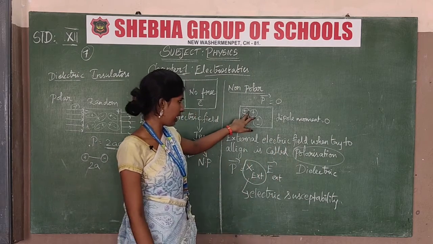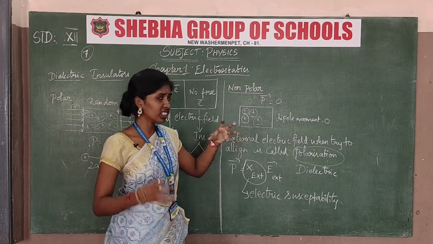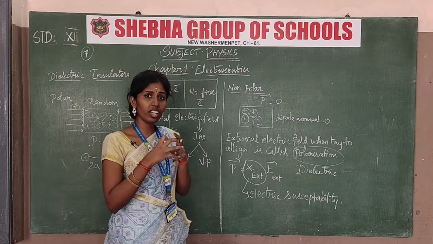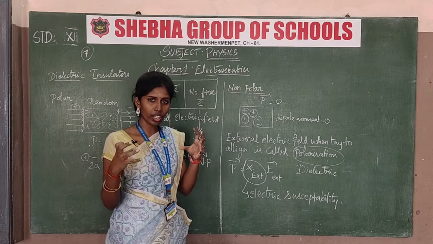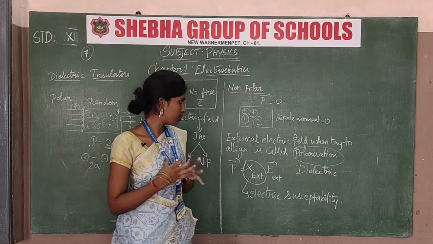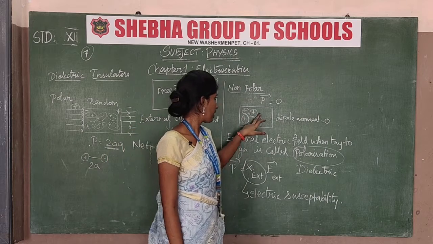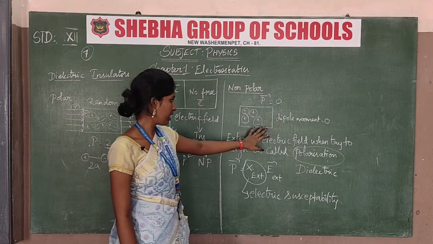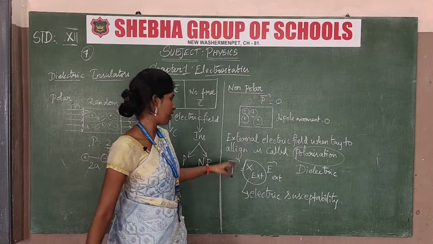Here the electron is there, so the positive and the negative charges are bonded to each other. They cannot be separated. They are very closely bonded with each other, no space here. So in between there is no space at all, they are tightly bonded, they say.